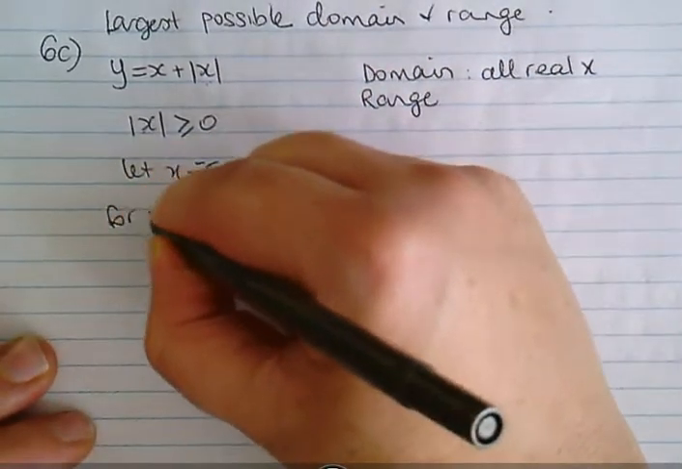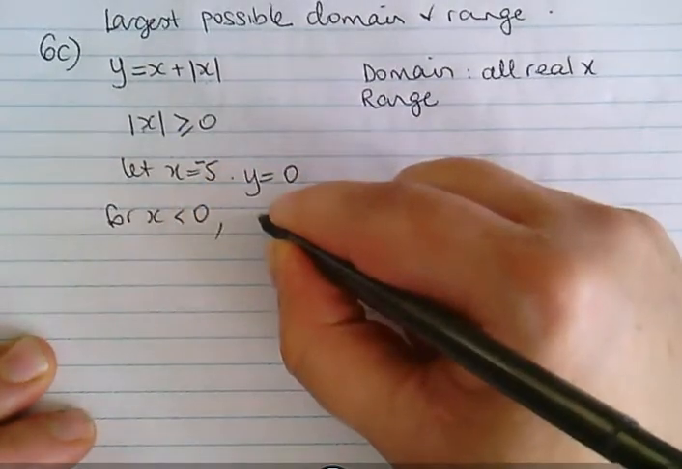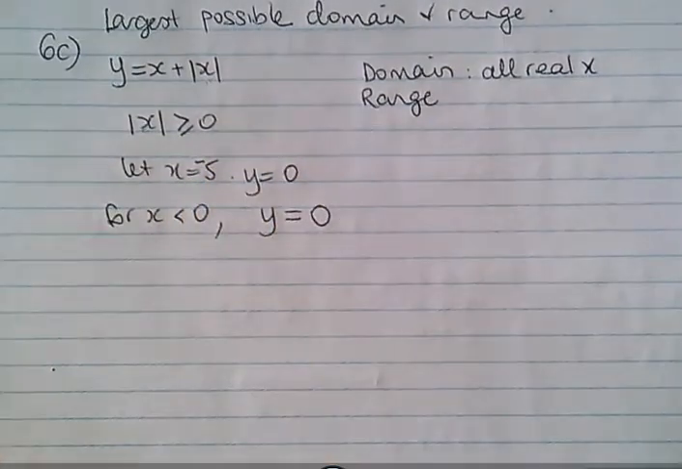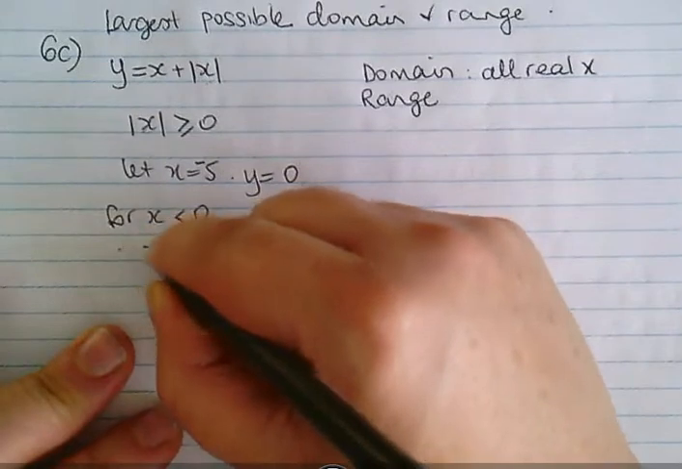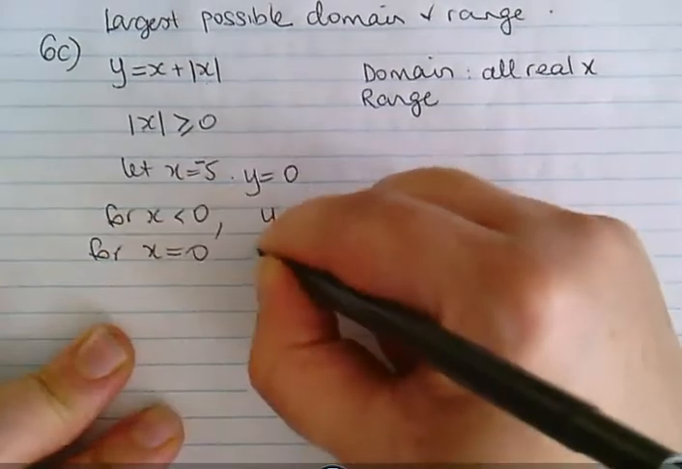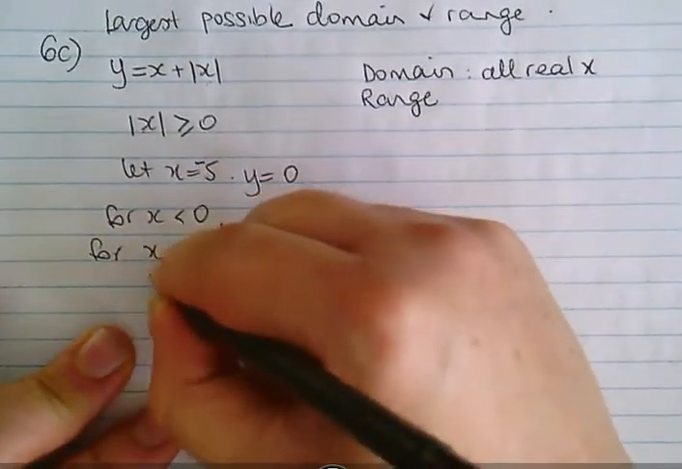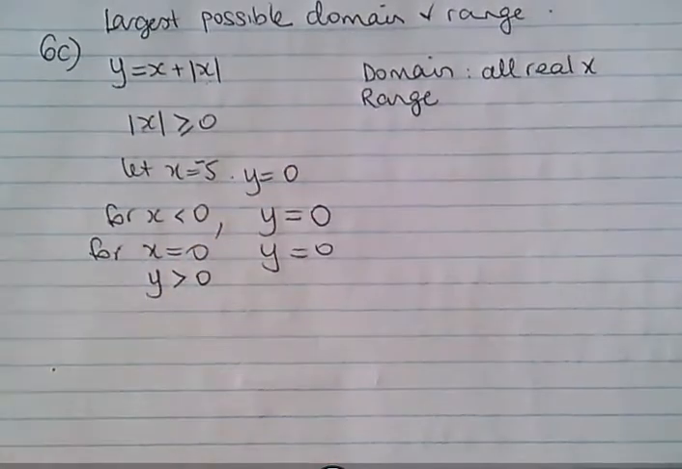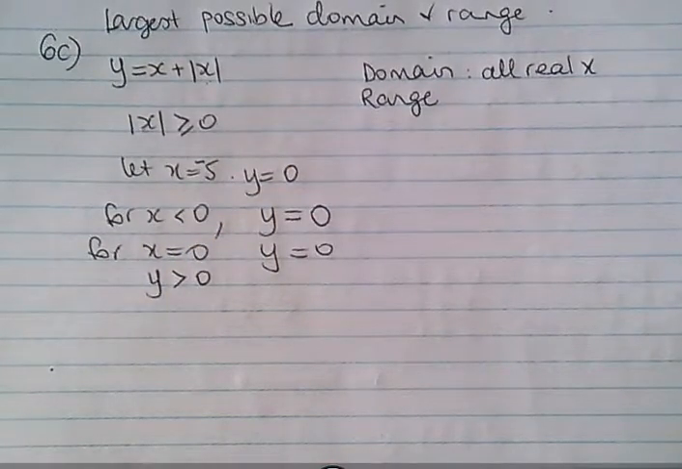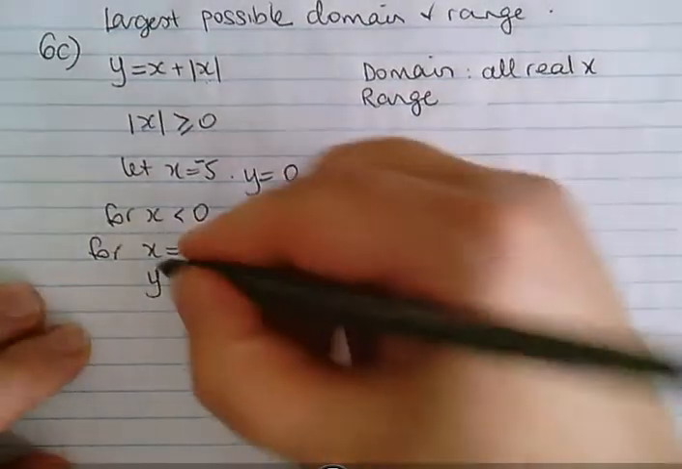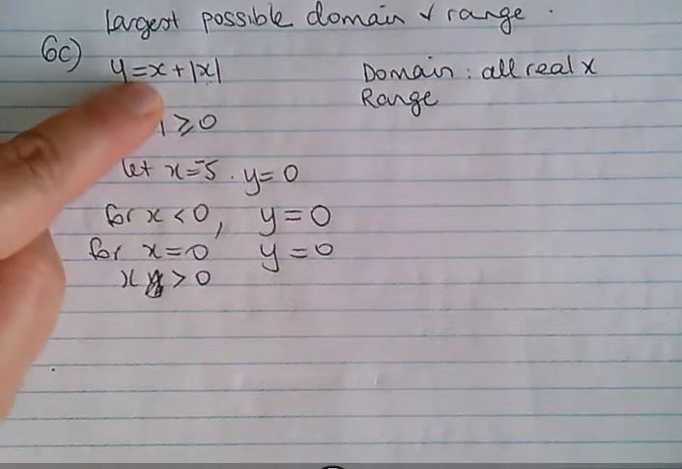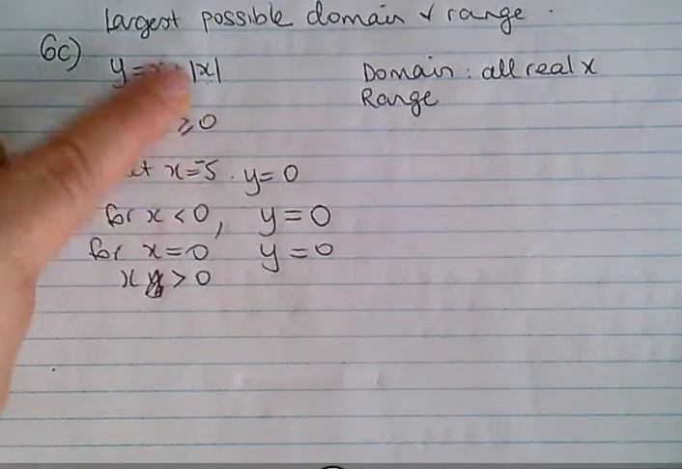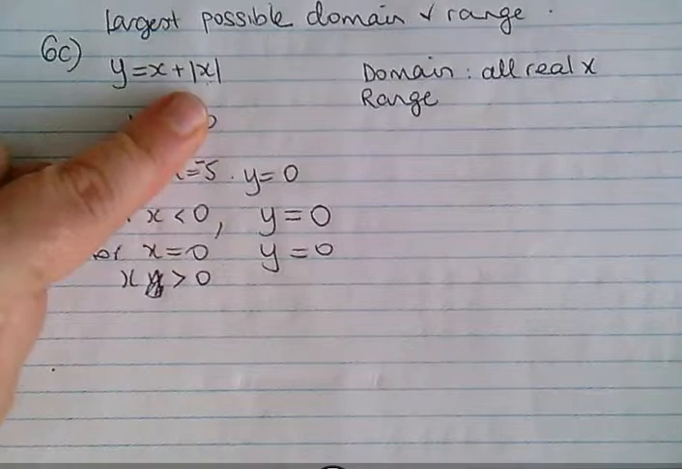So for X less than 0, the range Y equals 0. Do you get that? For any negative value, Y will equal 0, right? When X is 0, Y would be 0. What about for some positive X values? Let's say X is 1. When X is 1, don't you get Y is 2? When X is 2, Y is 4. When X is 3, Y is 6.